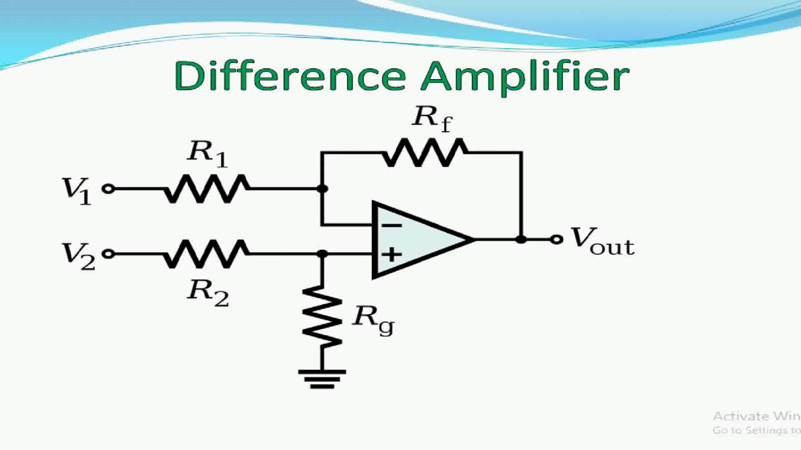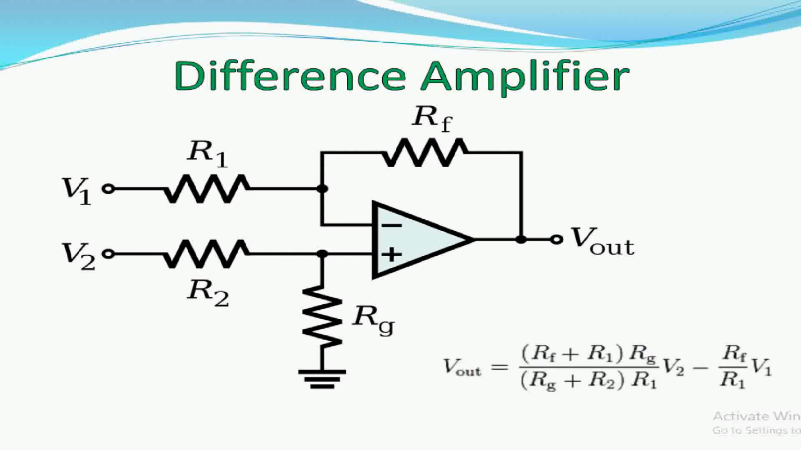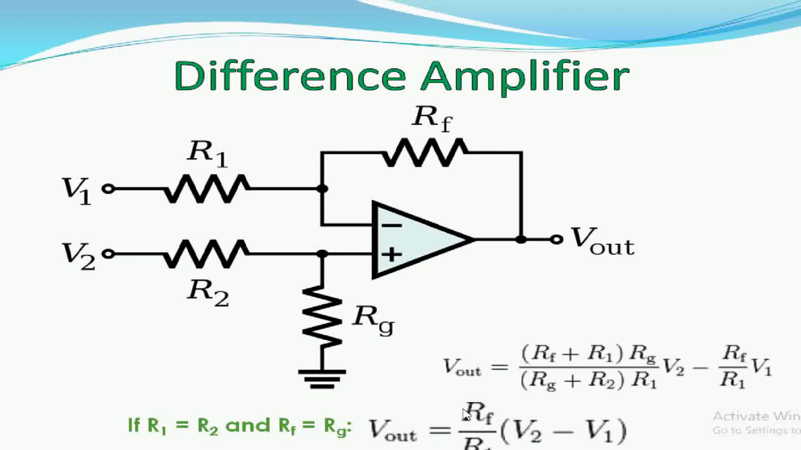Next, the difference amplifier. By applying KVL and doing some calculations, you will get V out is equal to RF by R1 into V2 minus V1. If R1 equals R2 and RF equals RG, then using this equation in V out, you will get minus RF by R1 into V2 minus V1. This is a difference amplifier.